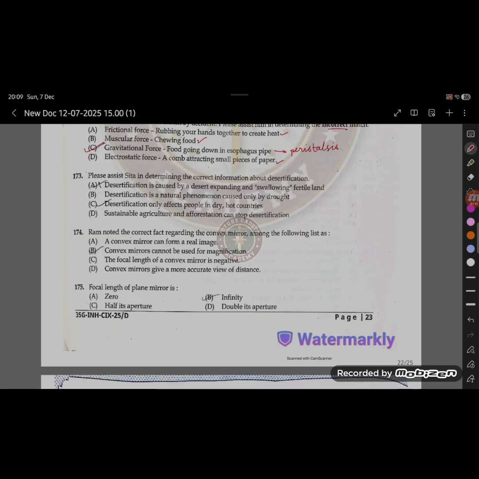So 173 is about desertification. What is desertification? Does it only affect people in dry, hot countries, or what is it called? Desertification is caused by a desert expanding and swallowing fertile land. Is it a natural phenomenon or sustainable agriculture? Definitely, it could not be sustainable. It will not only affect people in dry hot countries. It is about the expansion of deserts. So A would be the correct answer. Desertification is when fertile land converts into desertified or infertile land. So A is the correct option.